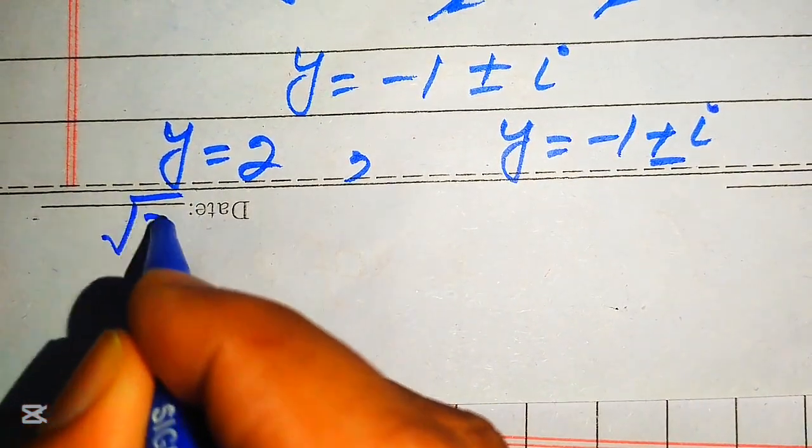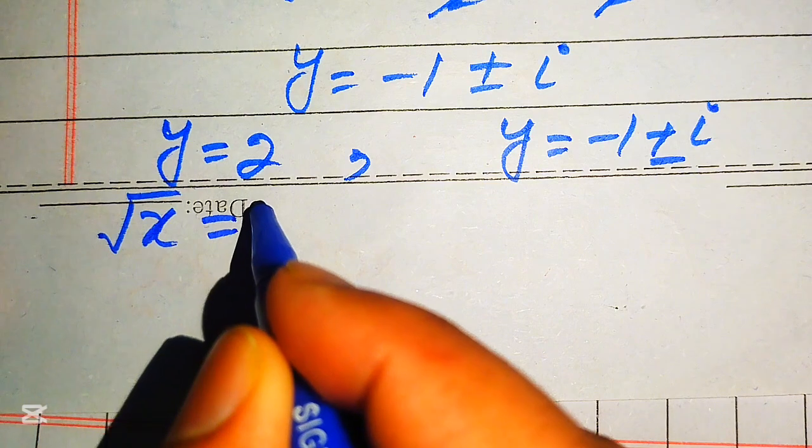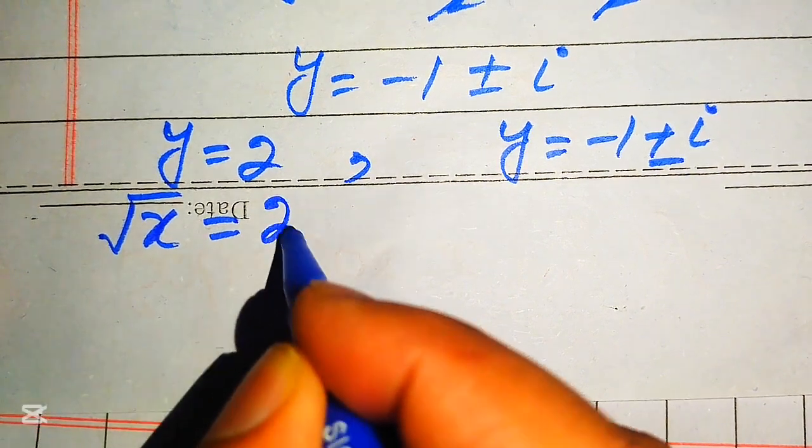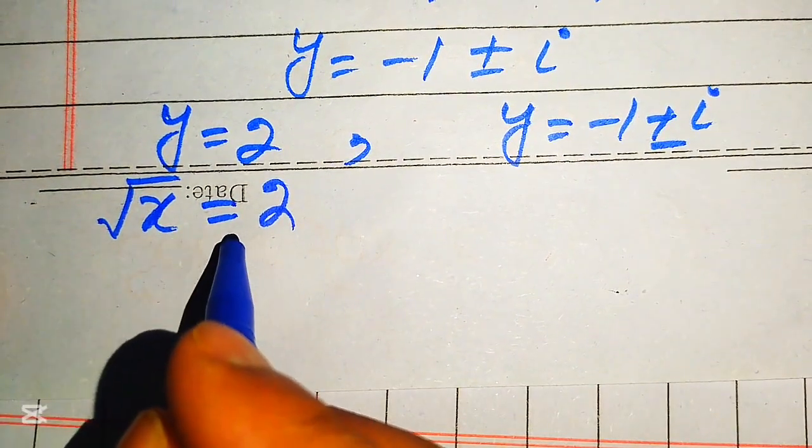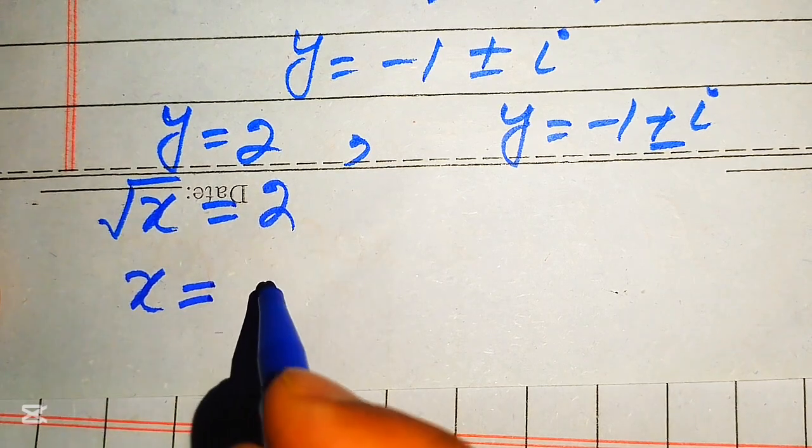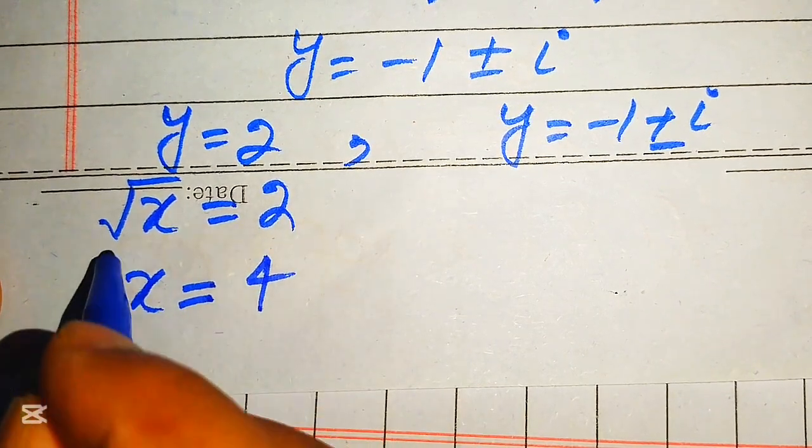So here we need to back substitute the value of y, and in the start of the problem we took y equal to square root of x. So in this case, square root of x is equal to 2, and now we need to take the square on both of the sides. Then you get here the value of x is equal to 4.